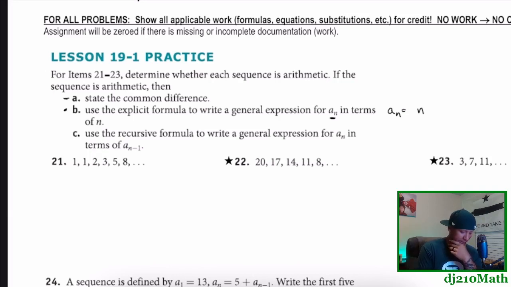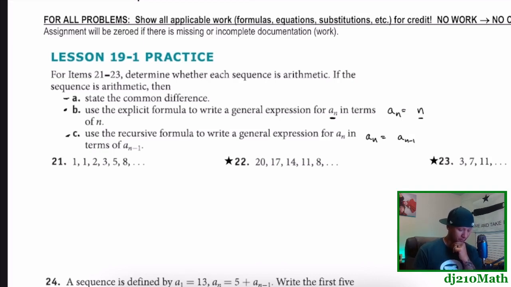And C, we're going to use the recursive formula to write a general expression for A sub n in terms of A sub n minus 1. So A sub n minus 1, we know, is a previous term. So we want to define A sub n, some term, in terms of a previous term, which we'll see here in a second. And for B, A sub n in terms of n being that place in line, that index, that spot in line.